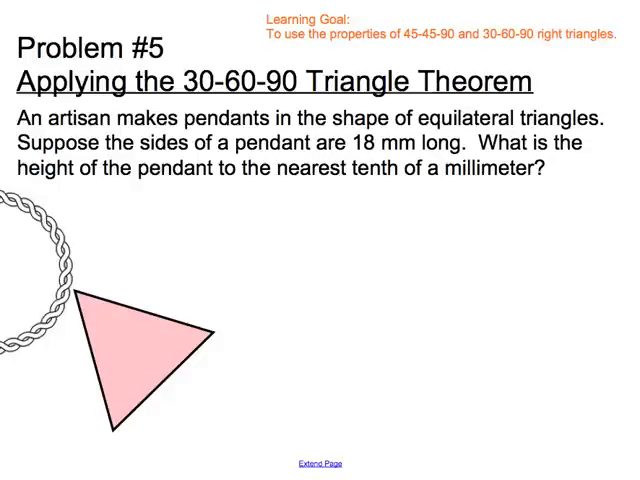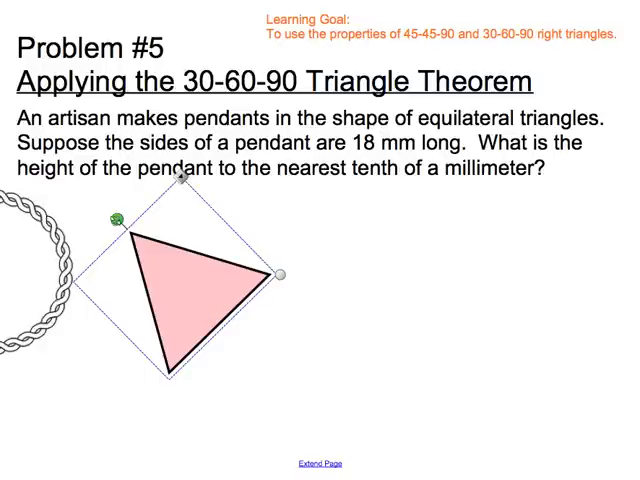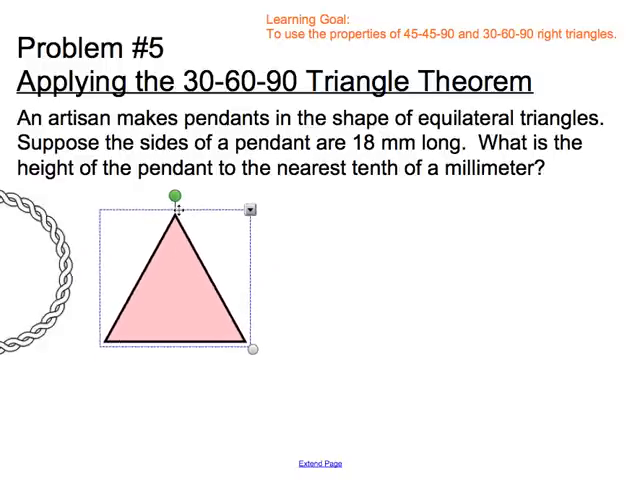So in this case, our final question is a word problem. We have an artisan that makes pendants in the shape of equilateral triangles. And supposing the sides of a pendant are 18 millimeters long, we want to know the height of the pendant to the nearest tenth of a millimeter. So the first thing I like to do with this type of question is orient my pendant correctly. So I'll separate the triangle here, and I'll reorient it so that the base is parallel to the bottom of the screen. Now we've been told that all the side lengths are 18 millimeters.